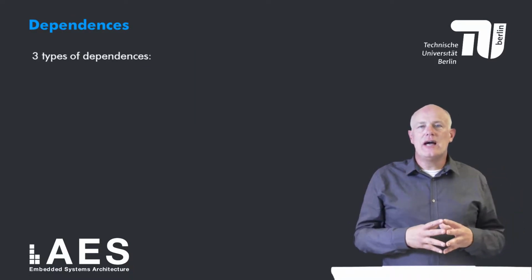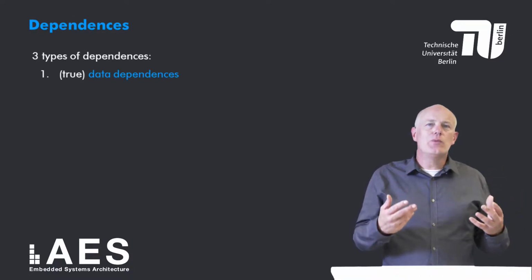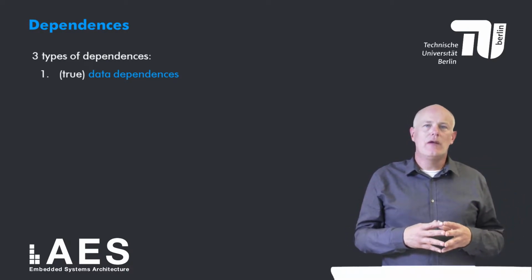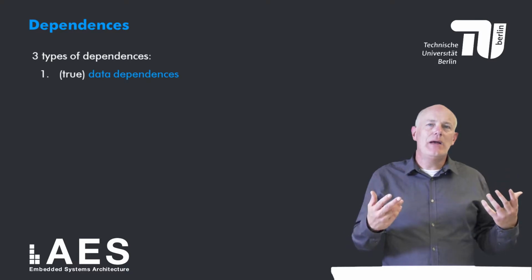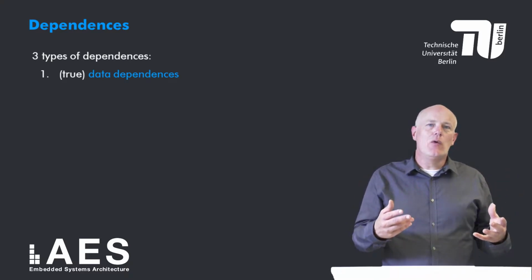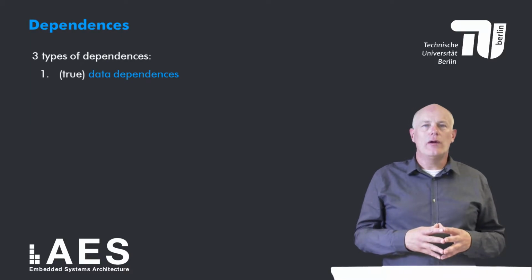There are three different types of dependencies. The first one is data dependence, also called true data dependence. Two instructions are data dependent if there is flow of data between them. They cannot be reordered but need to execute in order.